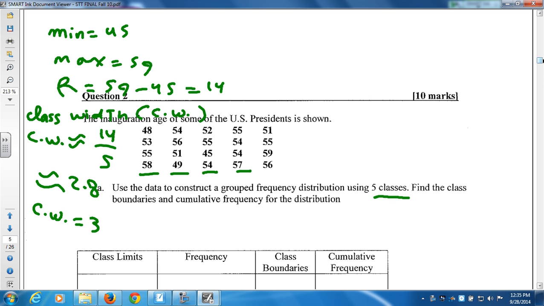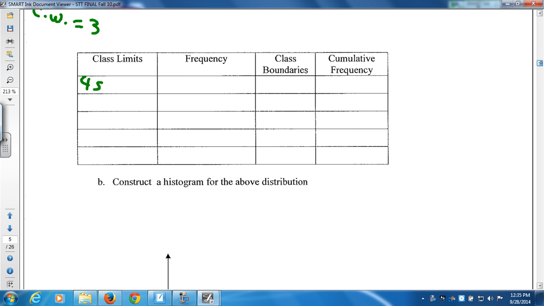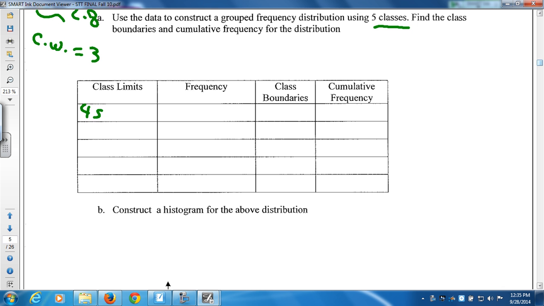Now I got 3. I'm starting with the minimum value, which is 45. This will be the beginning of my first class. I'm going to write here 45, and this will be the beginning of my class limits. And then I need to keep adding 3, right? I'll add it vertically. So this will become 48. The new class starts at 48, and then 51, and then 54, and then 57.